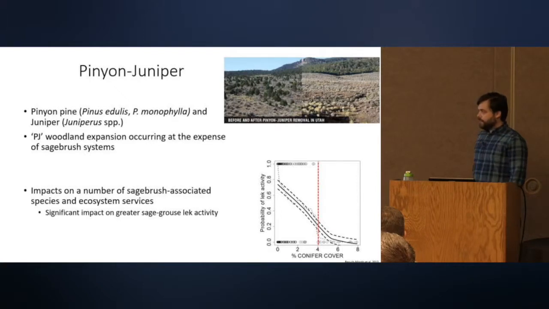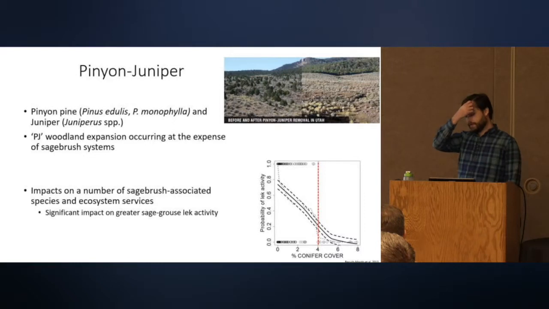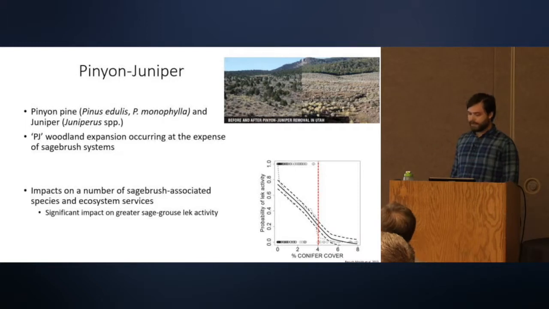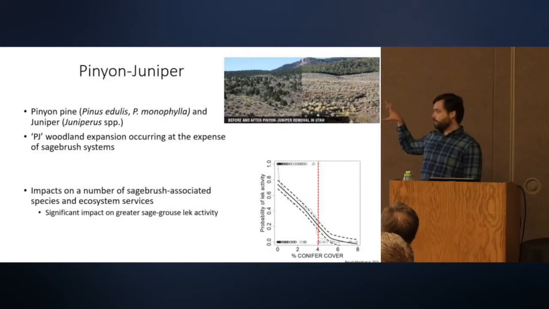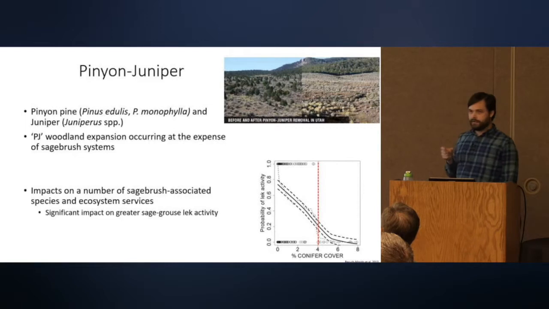When these pinyon juniper conifer systems expand, they're often doing it at the expense of sagebrush ecosystems. And as Jason Tack talked about fairly extensively, this has an impact on a number of different sagebrush-associated species, including the sage grouse. I'm not going to get into it again because Tack just talked about it, but I will mention that on these sagebrush sites, whenever we reach this pinyon juniper cover of about 4% cover, so Tack's analogy of about 2 checker spots on a checkerboard, we have lek activity just dropping off the board.